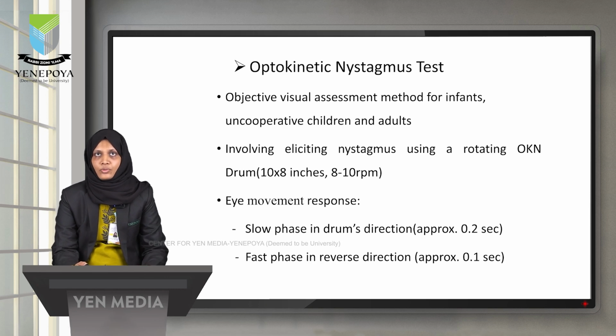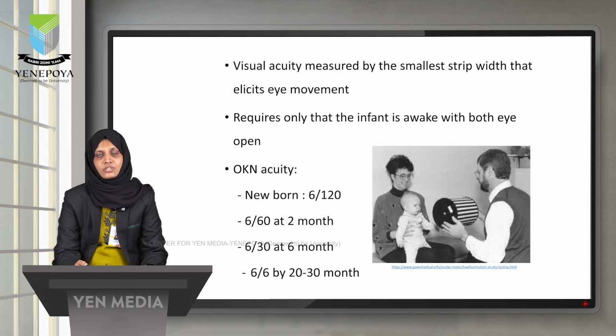So the next test is the optokinetic nystagmus test. This is also a very important test in this age group. The optokinetic nystagmus test is an objective assessment, mostly used in infants and uncooperative children. Here we mostly use an optokinetic nystagmus drum. It consists of black and white stripes or a pattern.